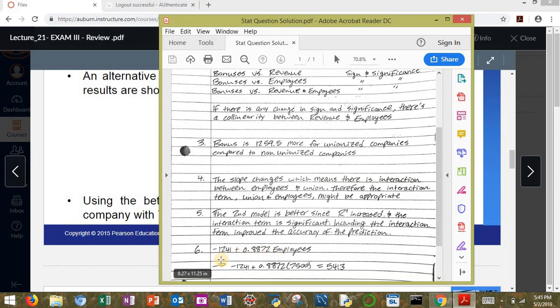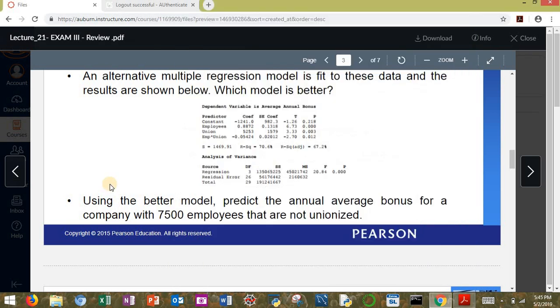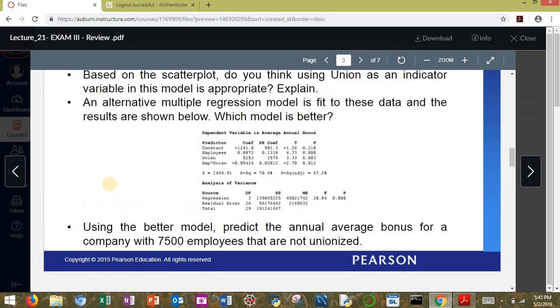As you can see, you've got your constant, so that's negative 1,241, and then we've got the employee variable with a coefficient of 0.8872, and then when you plug in 7,500, which is what was given in the problem, you'll get 5,413, which is your final answer. And that is all for question number 1.